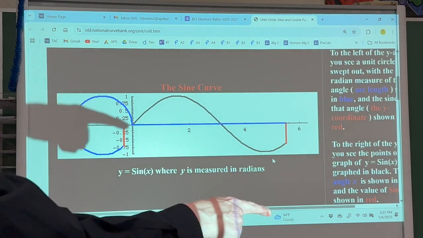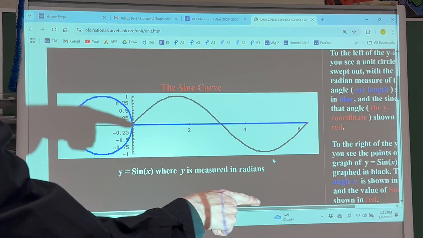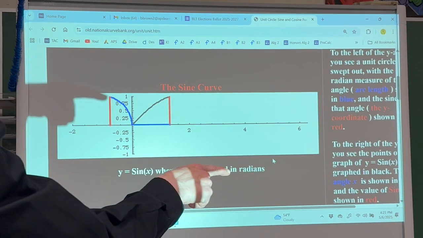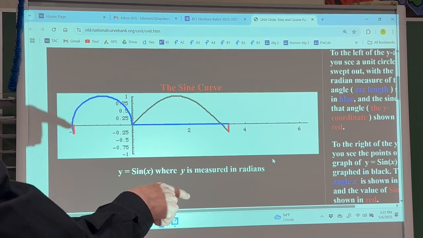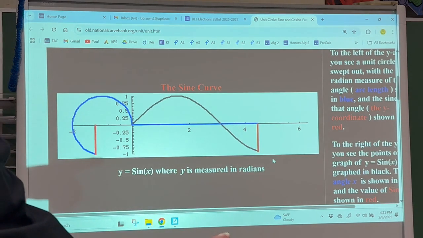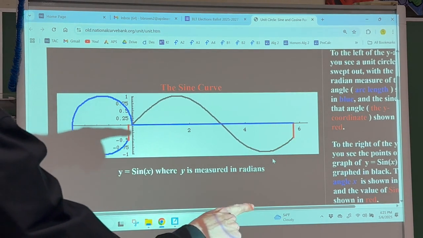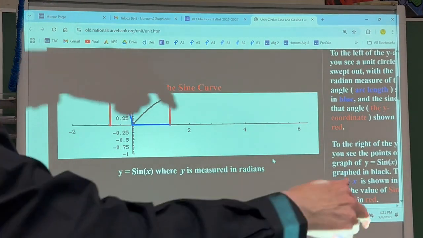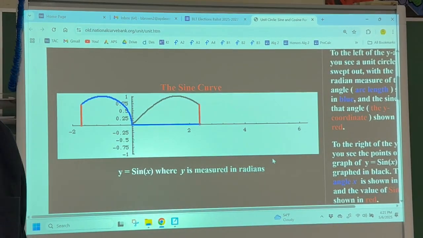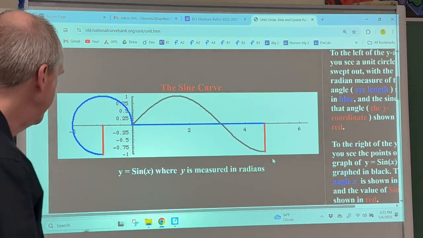Starting at 0, ready, set, here we go. 0, 90, 180, aka pi, 270, 3 pi over 2, back to 2 pi, which gets us here. And you might go, well, the x-axis isn't labeled in degrees or anything. Well, it is. It's labeled in radians.